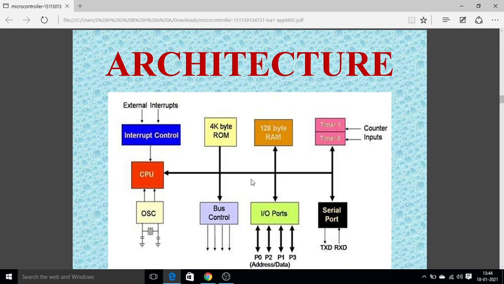In the Harvard architecture, we know that data transfer and instruction fetching are done simultaneously, because there are two different buses, one for the data and one for the instruction fetching, so that these two works can be done simultaneously by the 8051 due to the Harvard architecture.